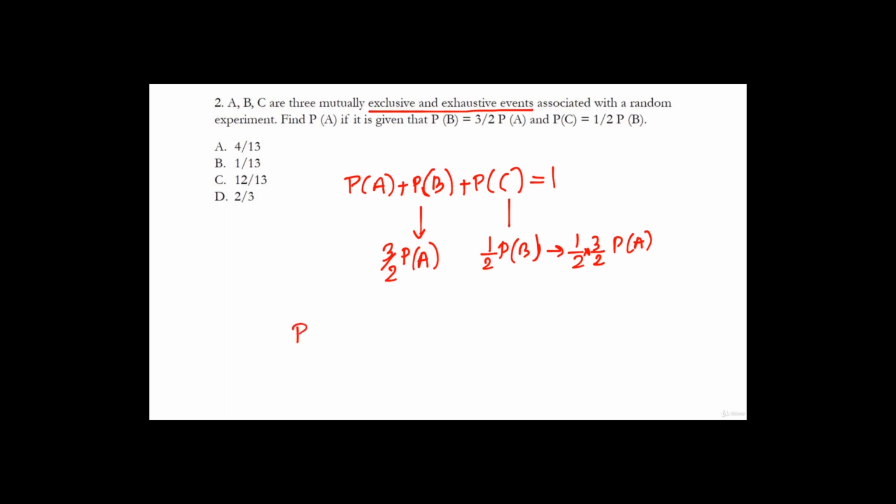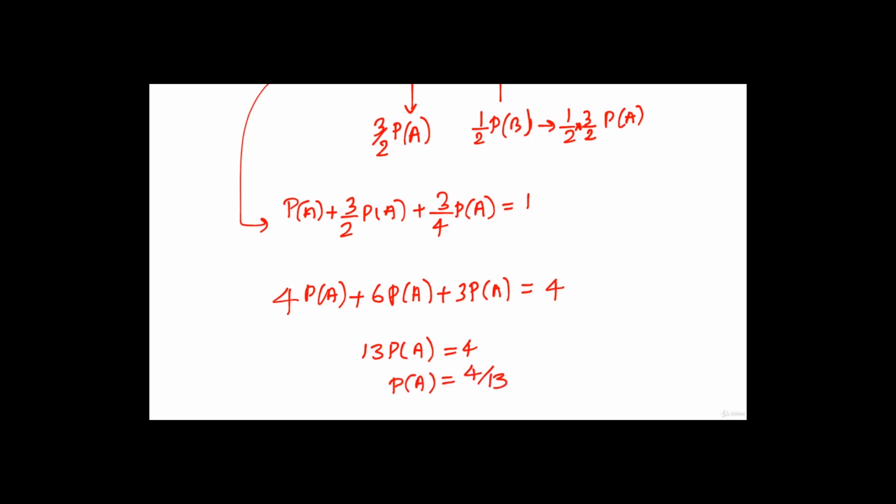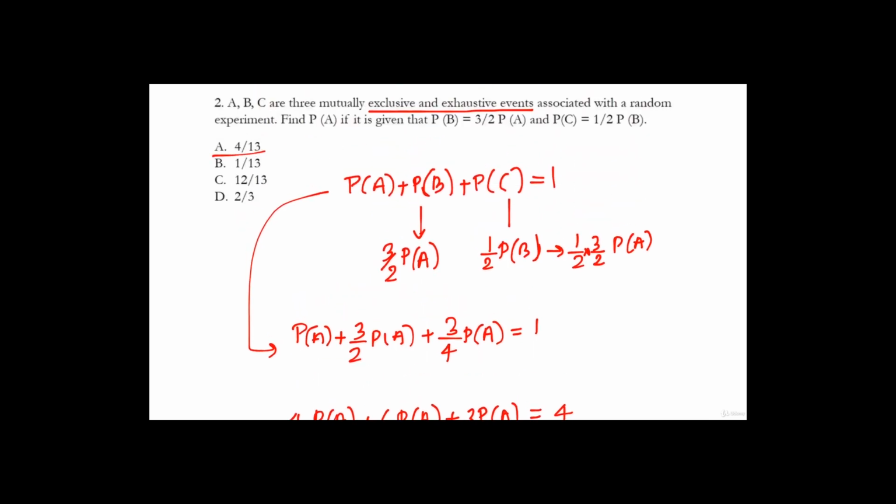Now, in this equation we will write P of A. Instead of P of B, we will write 3 by 2 P of A, and instead of P of C, we will write 3 by 4 P of A. All this adds to 1. Now let us multiply the whole equation with 4. So 4 times P of A plus 6 times P of A plus 3 times P of A is equal to 4. So here we get 13 times P of A is equal to 4, which means P of A is equal to 4 by 13. So option A is the correct answer.